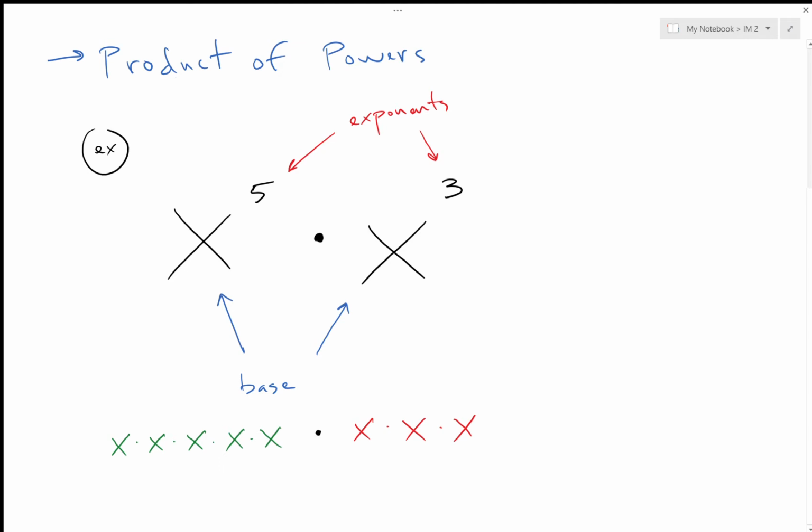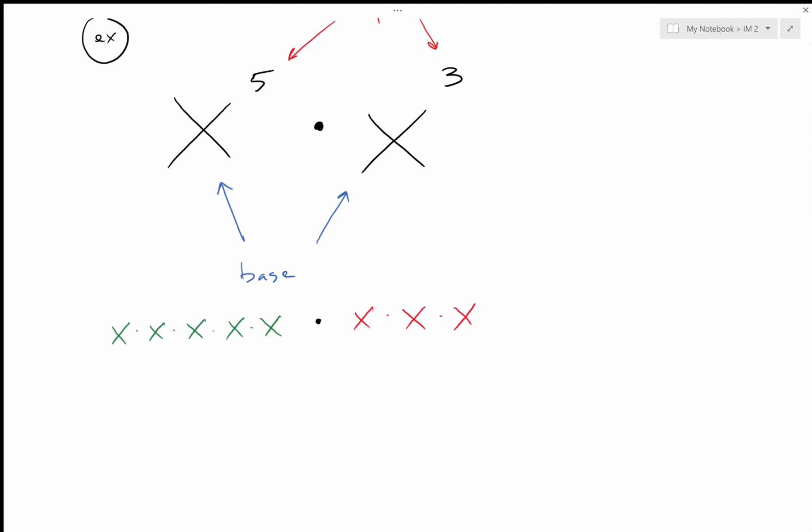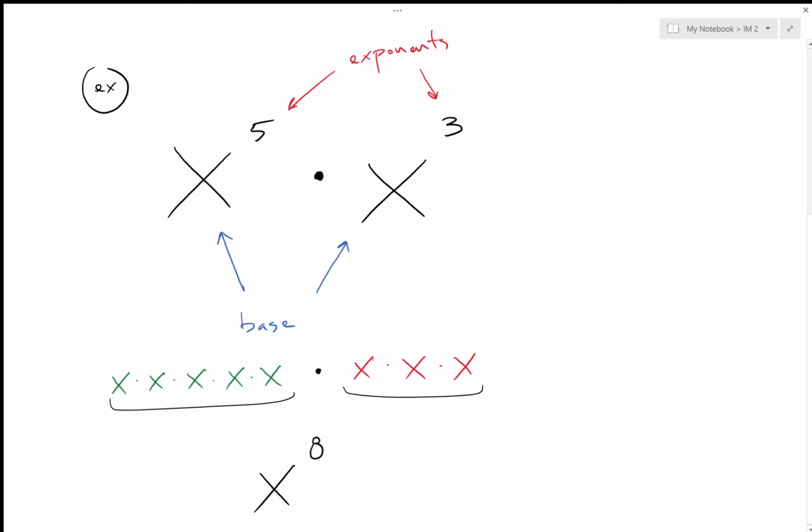So what happens if we put these all together? We could just count it all out. I've got 5 here and I've got 3 here, so that's going to come out to x to the 8th power. Now, is there a way we could have done that a lot faster? So let's take a look back at the top. So maybe instead of writing those out and counting them, what do we just do with these 2 exponents up here when we multiply? We're going to add them together.